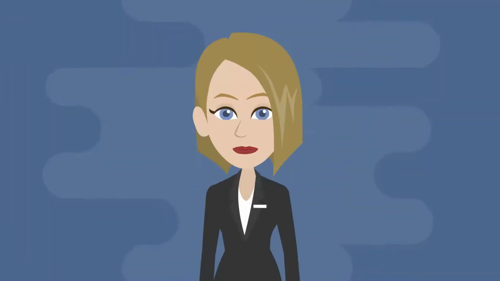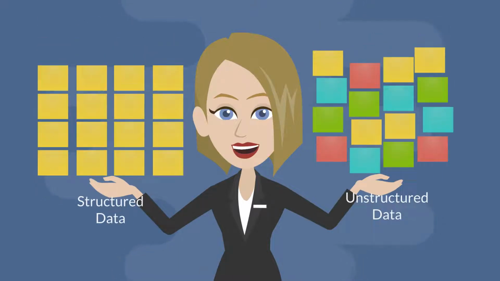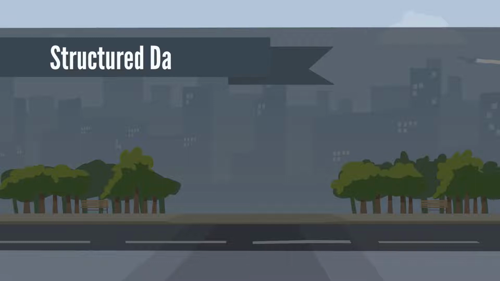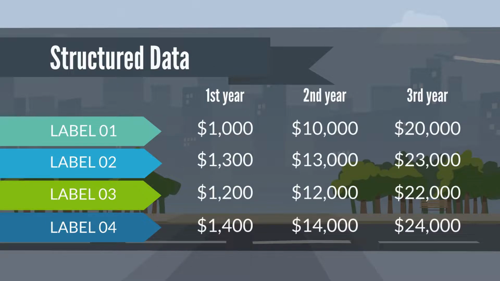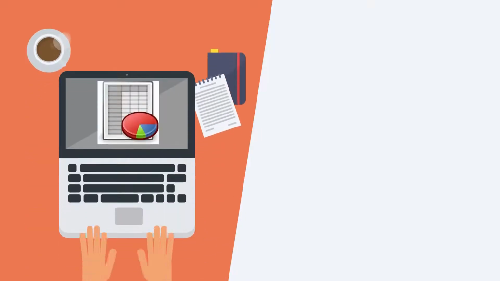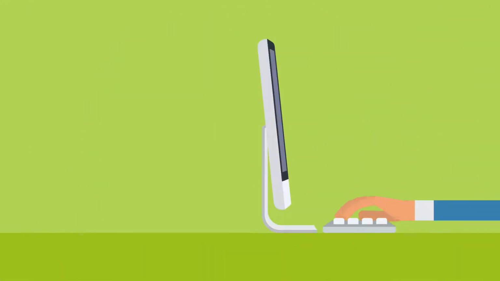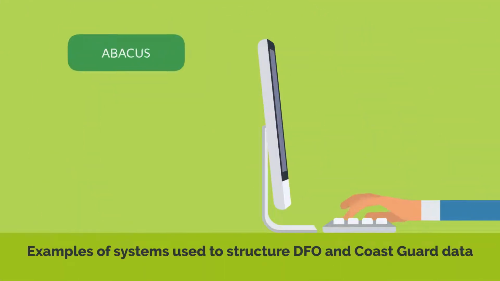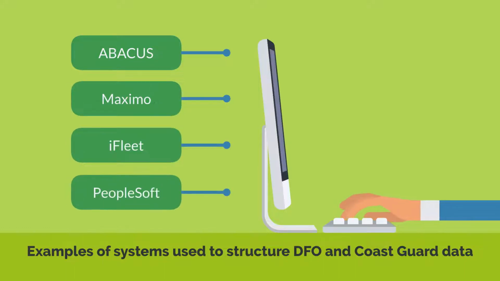All data can be typically categorized as structured or unstructured. Structured data is entered in an organized fashion, usually by columns and rows, and a defined relationship between it and the other data points using interfaces, such as Excel spreadsheets and enterprise systems. DFO and Coast Guard data is often structured by systems like Abacus, Maximo, iFleet, or PeopleSoft.